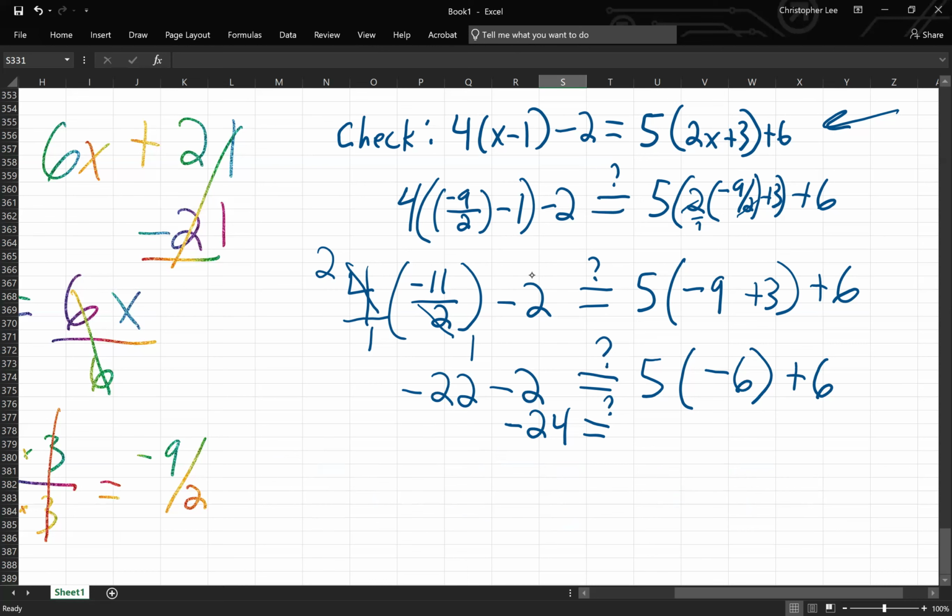So I have 5 times -6, which is -30 plus 6, right? Now we want to combine like terms, we want to add. So allegedly -24, right? So what's -30 plus 6? Good. So -24 is in fact equal to -24. And that's it. That's how you check it.